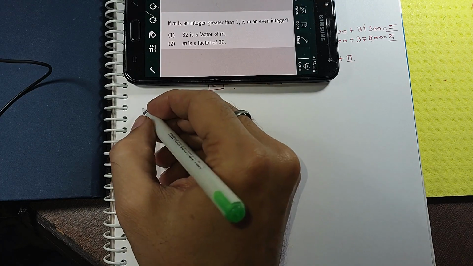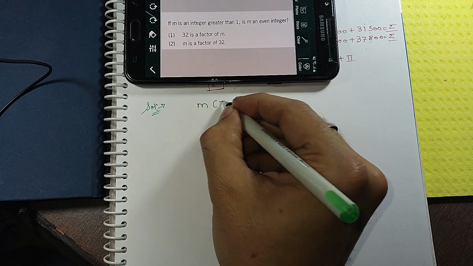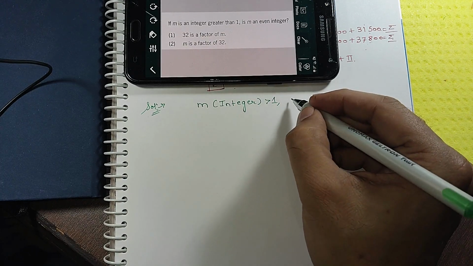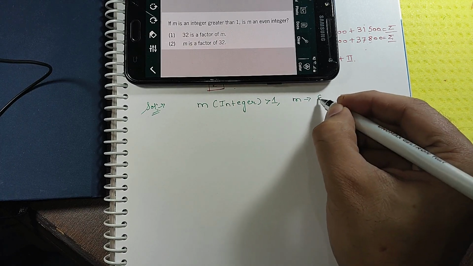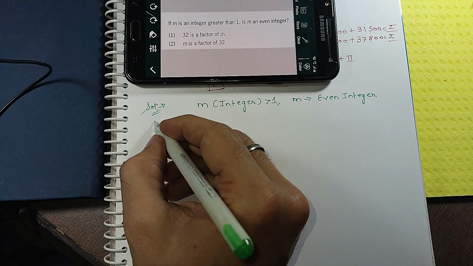If m is an integer greater than 1, so we have been given that m is an integer and it has a value greater than 1. Is m an even integer? So we need to find whether m is an even integer or not. Now with this information, we'll move to statement 1.